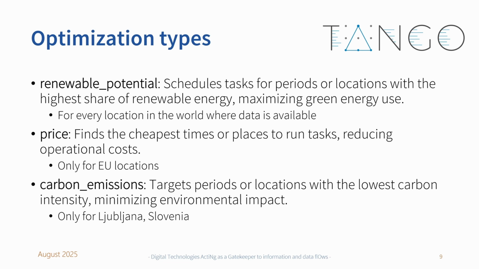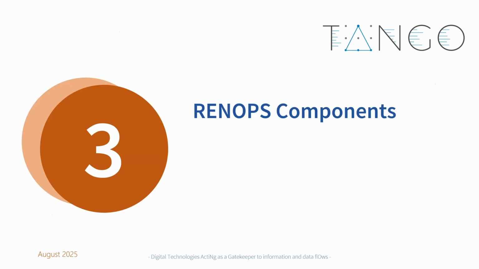Another option is price, which schedules tasks during periods or in places where electricity prices are lowest, allowing users to minimize operational costs by taking advantage of market fluctuations. The third option is carbon emissions, which schedules tasks when or where the carbon intensity of electricity generation is at its lowest, thereby helping to reduce the environmental impact by minimizing CO2 emissions.